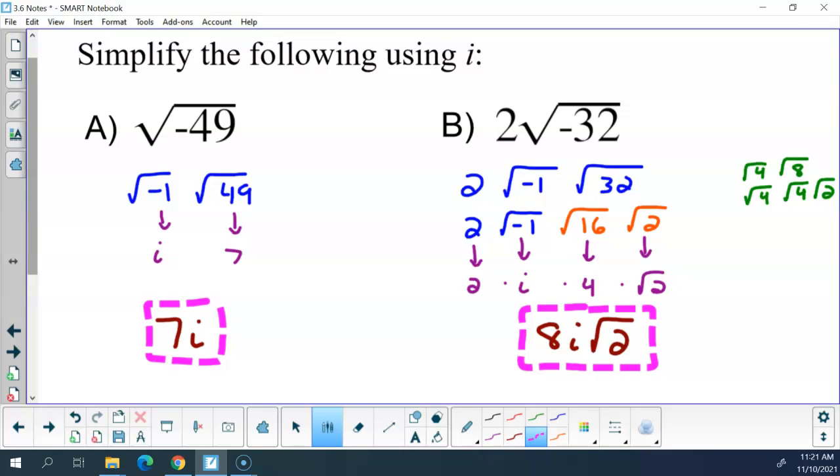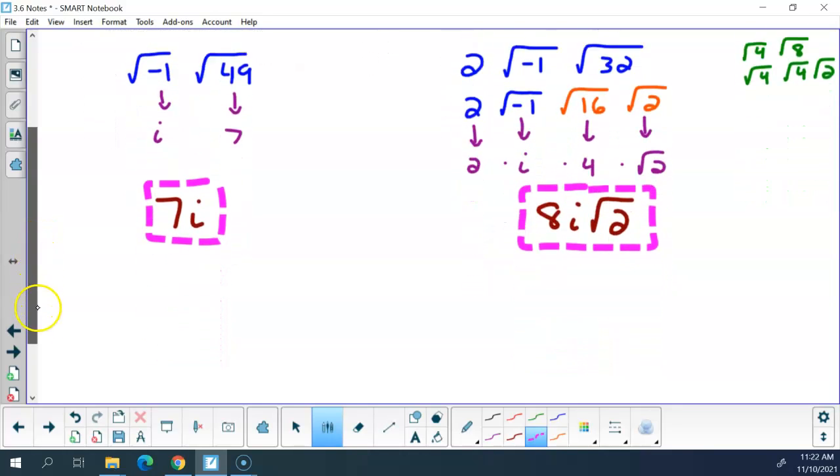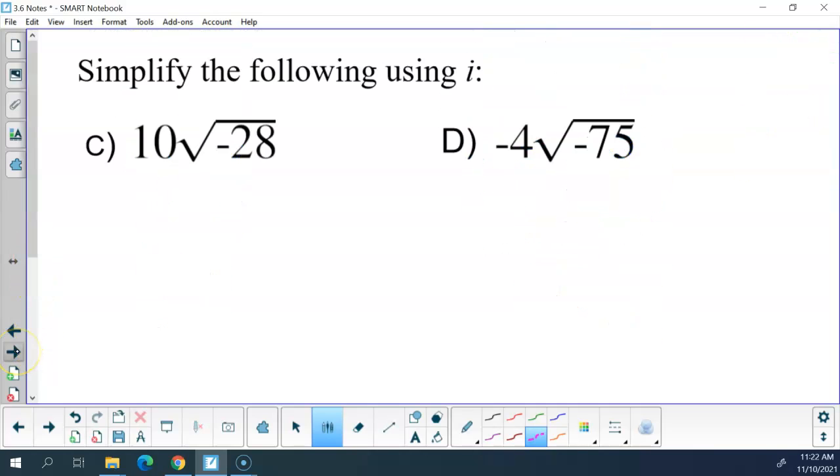Questions, comments, concerns, clarifications. I'll even take complaints. Because 16 is the biggest perfect square factor of 32. 16 times 2 is 32. Perfect squares are 1, 4, 9, 16, 25. Okay. I don't think that there's any more down here. There is not. So we go to the next slide.